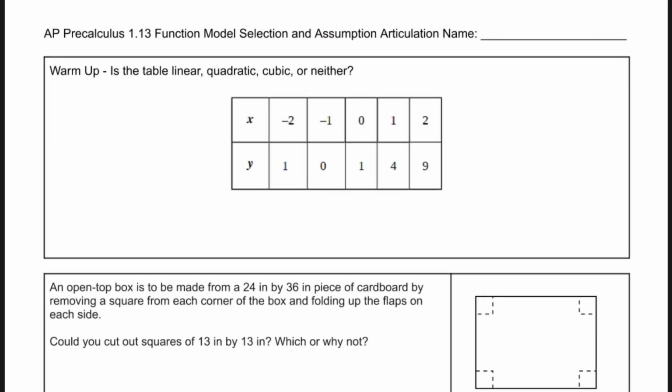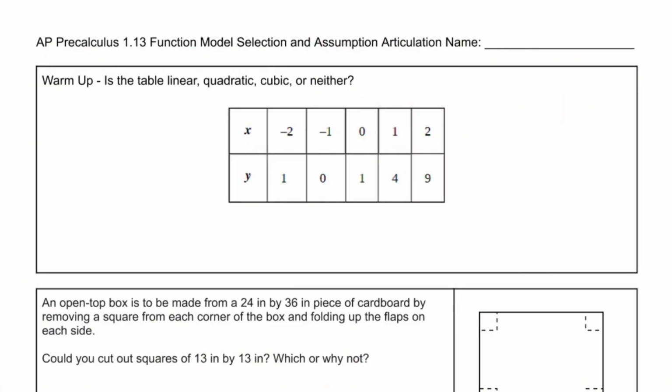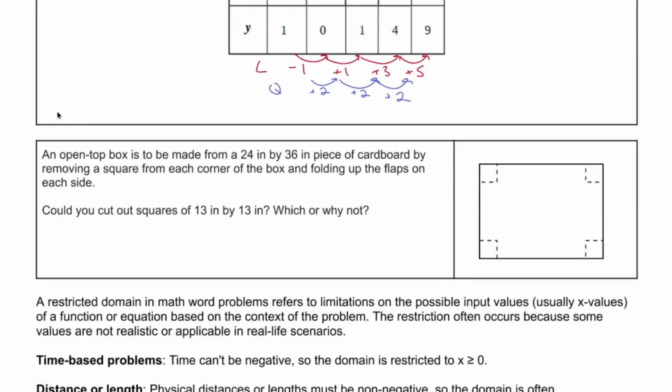Warm up based on previous material: is the table linear, quadratic, cubic, or neither? So let's see, we go from -1, and then we add 1, then we add 3, and then we add 5. So this is not linear. Is it quadratic? Let me see. Add 2, add 2, add 2. It's quadratic. All right, now this section is about real life problems, domain restrictions, and things that are real.